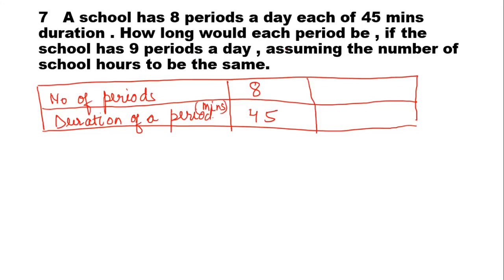Now, how long will the period be if the school has 9 periods a day? The school timings will remain the same, assuming the number of school hours to be the same. So let the duration of one period be y. So it is indirect variation because if the number of periods increases, the duration of a period will decrease. So it is an indirect variation.